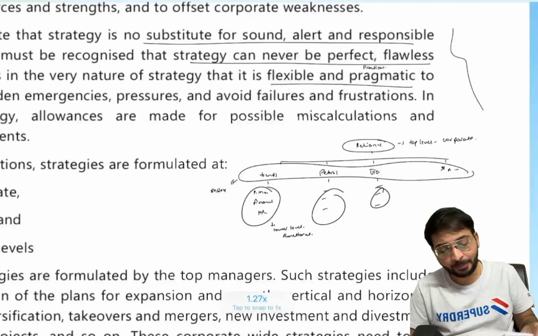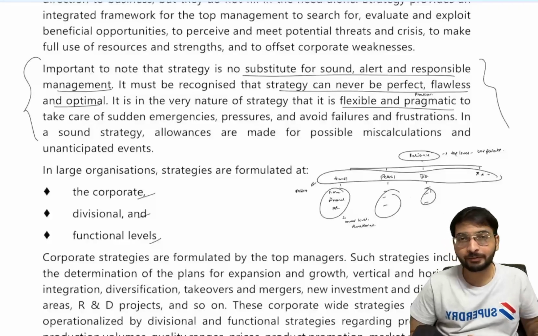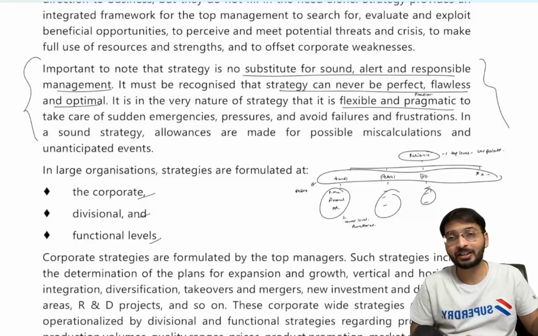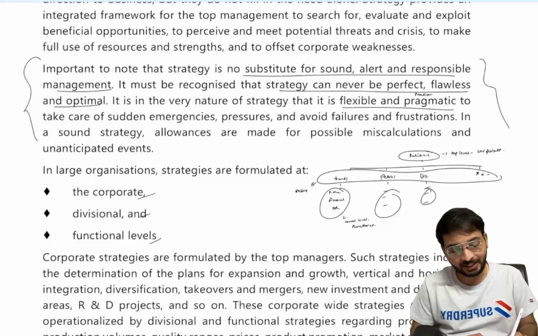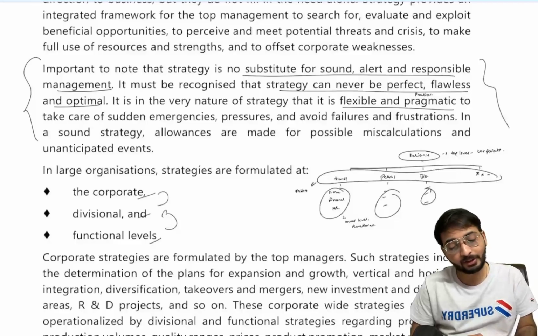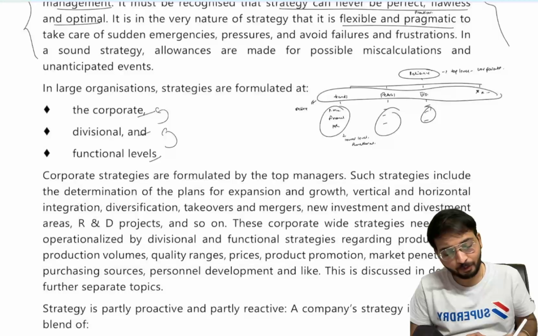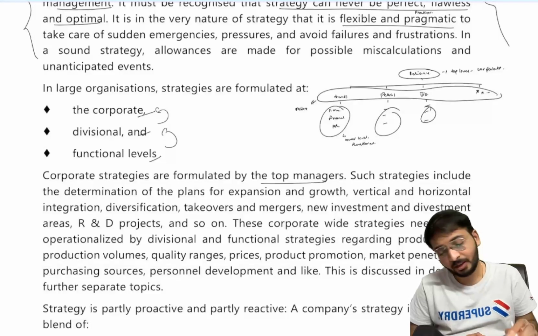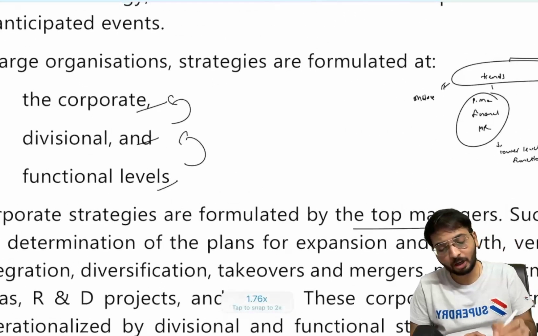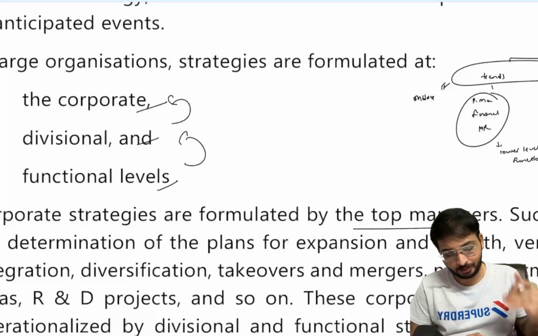So once you are done with your CA or CMA, where will you join? It is the functional level, not the corporate level. Once you get proper experience after 10 years, then you'll be moving into divisional. After another 10 years of experience, you'll be moving to corporate. Okay. So the corporate strategies are formulated by the top managers. Again, there are three levels. Top level is also called corporate level. Middle level is called divisional level. Lower level is called functional level. Clear?